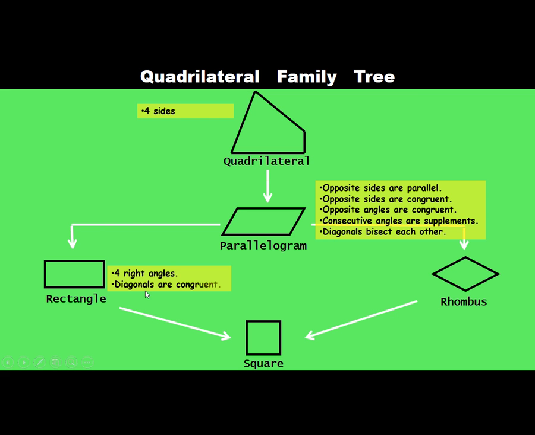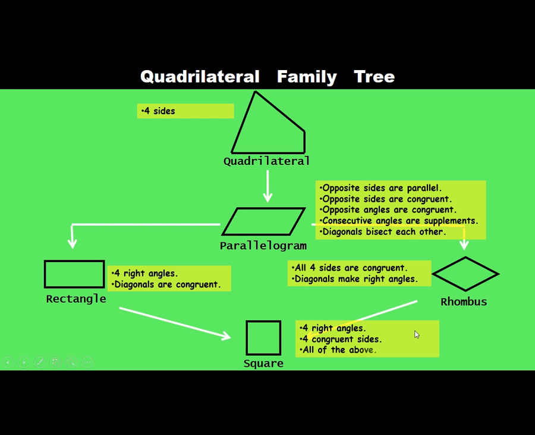A rectangle has four right angles, and the diagonals are congruent. A rhombus has four congruent sides, and the diagonals make right angles, or are perpendicular. And a square doesn't have any new rules. A square is just what happens when you have both the rules for a rectangle and the rules for a rhombus included. So all the rules above here apply for a square, but there are no unique rules to the square.